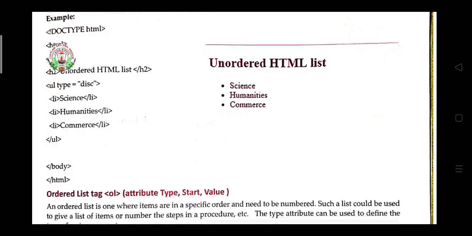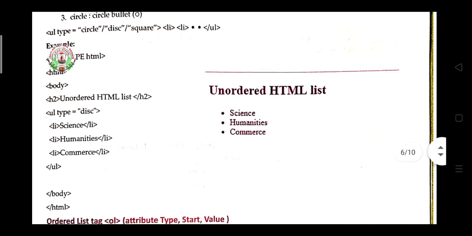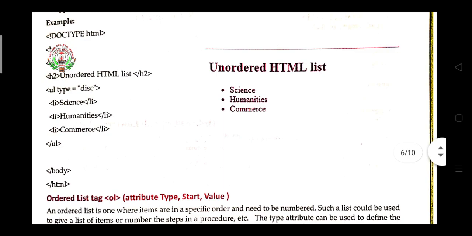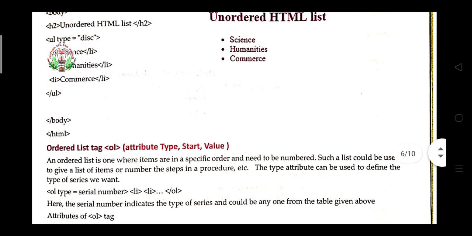So here li science, li humanities, li commerce, and then the list tag is closed, then the body tag is closed and HTML is closed. Then see the output here: the HTML list is displayed. After science, humanities, and commerce, see the sign printed here. If you want to show a circle sign in its place, you can write the attribute type equal to circle. Like this we write the code.